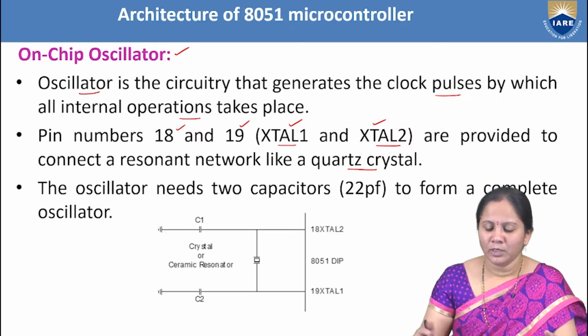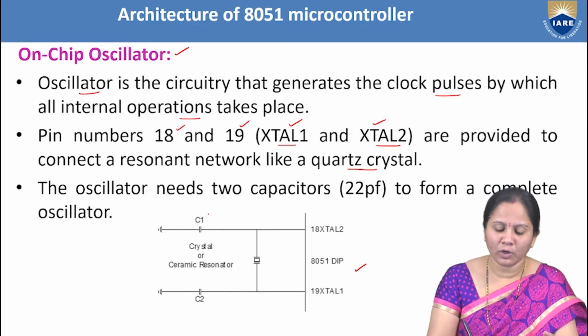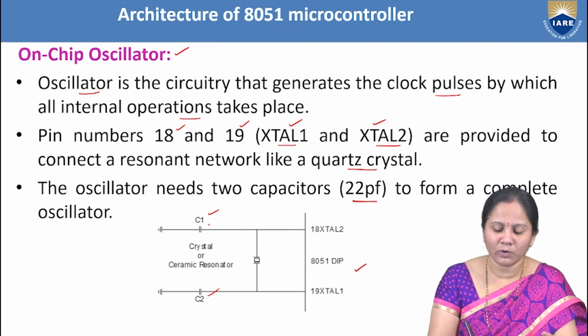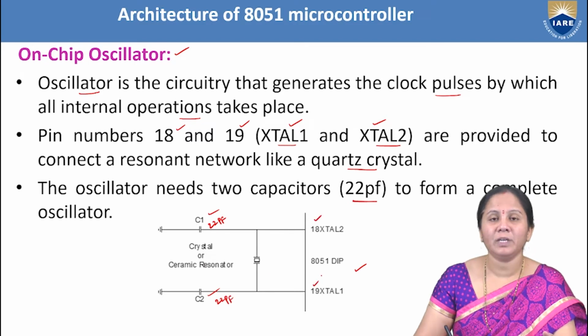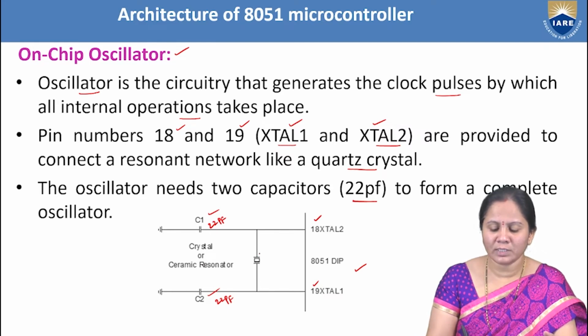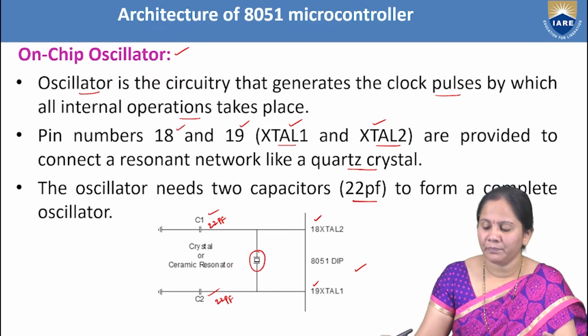Now this is the basic circuit which we use to produce the clock frequency. It consists of two capacitors, each of 22 picofarad. Here the 18th and 19th pins of the 8051 microcontroller are XTAL1 and XTAL2. Using these two, this is the crystal which is used for producing the crystal frequency.